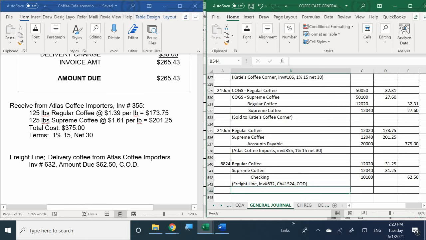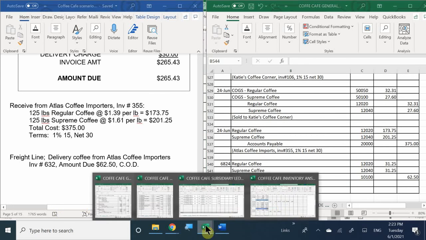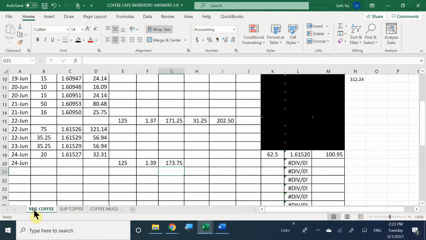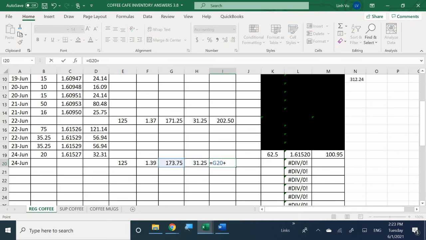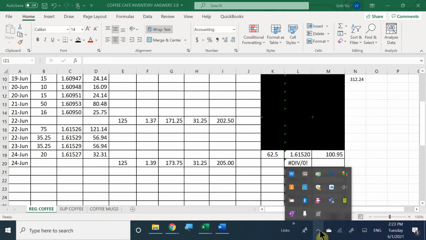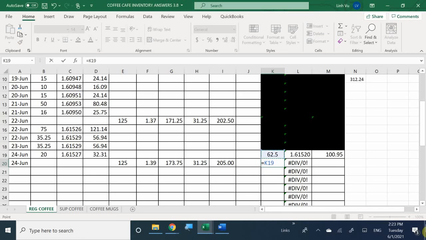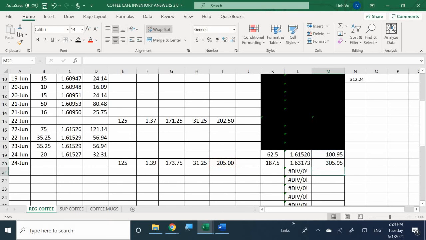And then since I have these amounts, I jumped straight to the inventory worksheet before I did my general ledger, just so I can finish that off since I started it from the previous transaction. Okay. So let's see. I put in my freight of $31.25. Ooh, I'm getting the right worksheet here. Okay. Yeah, I got a total cost of $205. And then I added the 125 to the 62.50 to make it 187.50. Then I added the 205 to the 195 to get 305.95, which gives me a new cost per item of 1.63173.